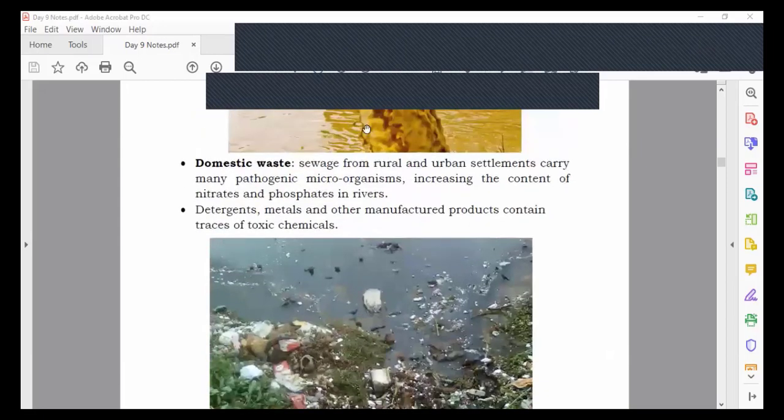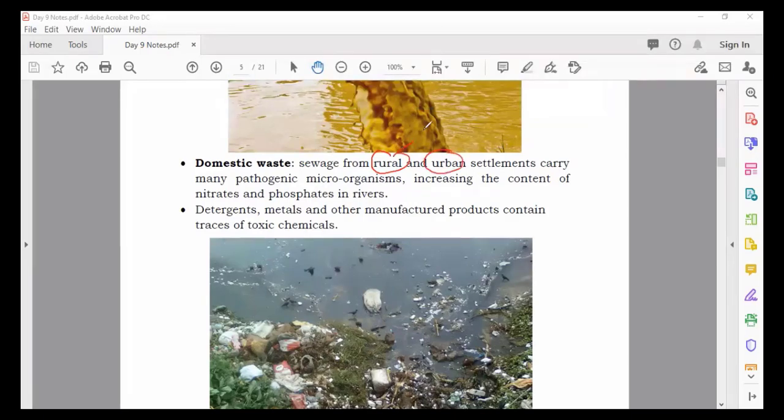After that, domestic waste. As we discussed before, there are two kinds of population: rural and urban. Rural means the countryside, or your village, very small areas far away from the main towns. Urban means you have cities and towns. So they are throwing their waste in water, even in the stream.